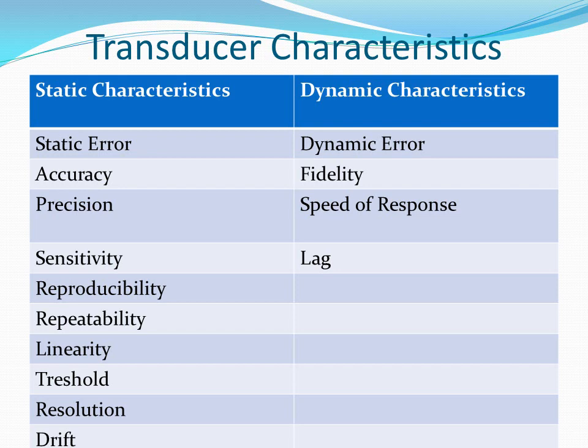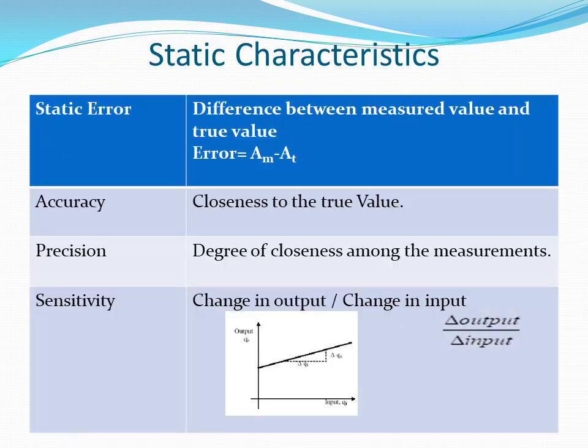First, we'll go for static error. So static error, the name itself implies error. It is the difference between the measured value and the true value. So error is equal to measured minus true value. Therefore, that's why it is called error equal to A suffix m minus A suffix t.